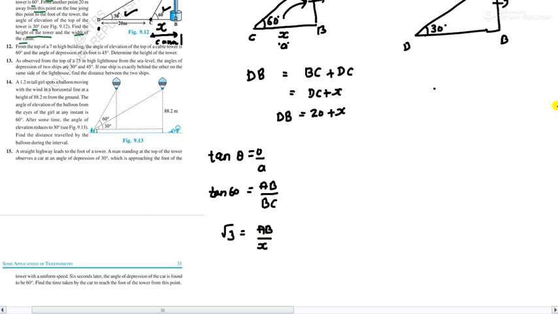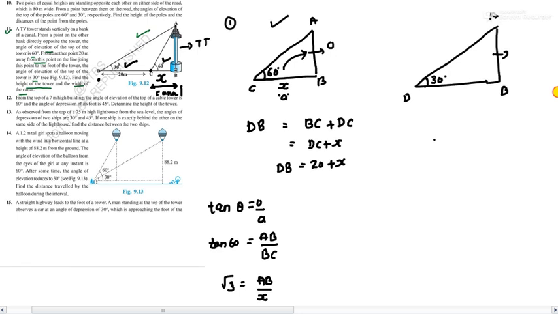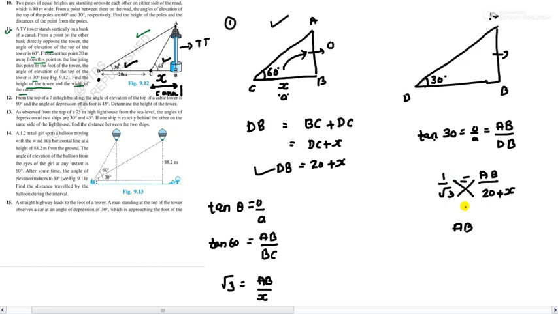Now coming to the second figure. Here we have tan 30. Tan 30 is again O by A. Here O is AB and this is DB. Tan 30 is 1 by root 3, equals AB, but DB can be written as 20 plus x. So I'll write this as it is. Now if I write this in terms of AB, AB root 3 becomes 20 plus x. So AB is equal to 20 plus x divided by root 3.